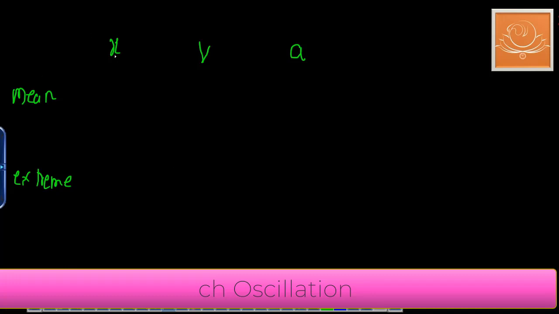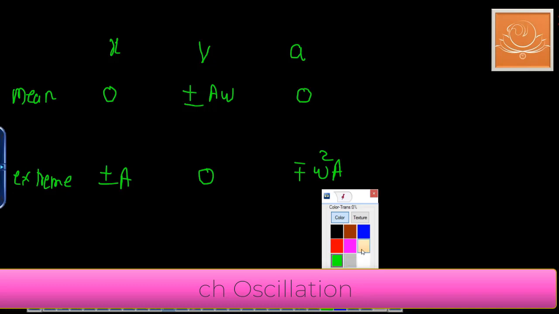See, displacement at mean position is 0, velocity at mean position is plus or minus a into omega, acceleration is 0. Displacement at extreme position is plus or minus a, velocity at extreme position is 0 and acceleration at extreme position is minus or plus omega square into a. These are some values in short.